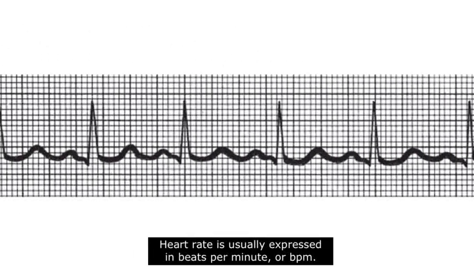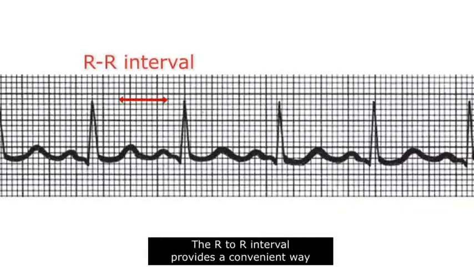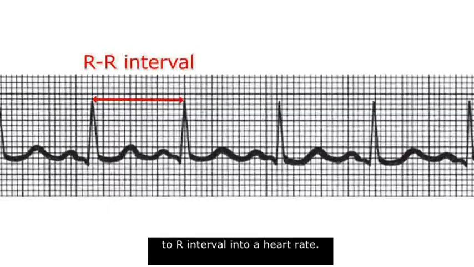Heart rate is usually expressed in beats per minute, or BPM. The R to R interval provides a convenient way to calculate heart rate, since the distance between R peaks corresponds to one heartbeat. Your instructor will explain how to convert the R to R interval into a heart rate.